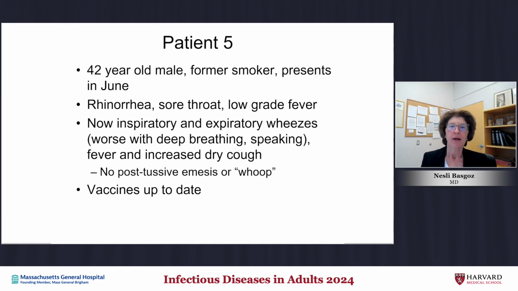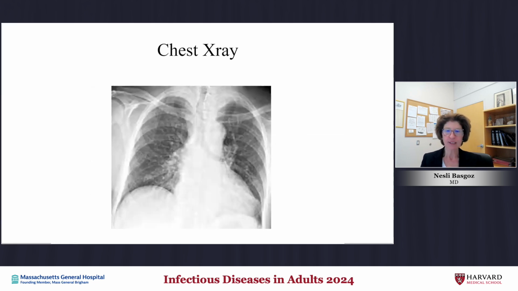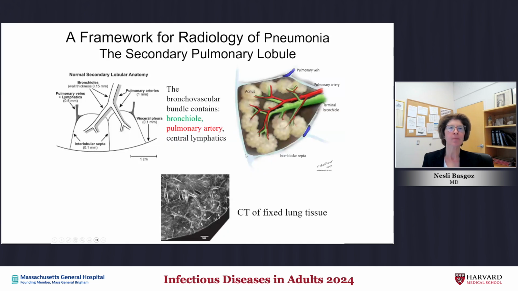Patient 5 is a 42-year-old male former smoker who presents in June, and that's important. He has rhinorrhea, sore throat, and a low-grade fever. He now has inspiratory and expiratory wheezes, worse with deep breathing and speaking, and fever and increased dry cough. He doesn't have post-tussive emesis or a whoop, and his vaccines are up to date. Here's a chest x-ray, and you can see it's very white, and there are innumerable little white dots here in the interstitium.